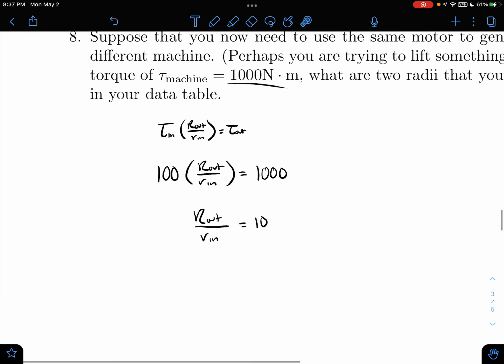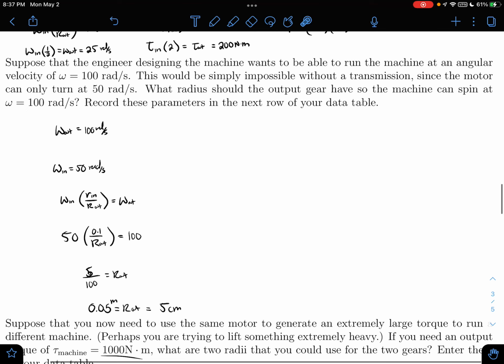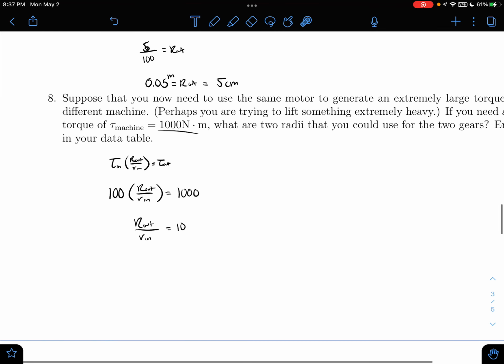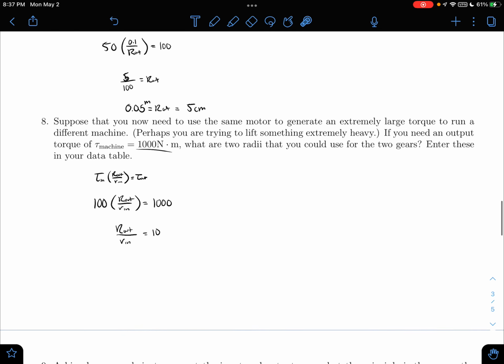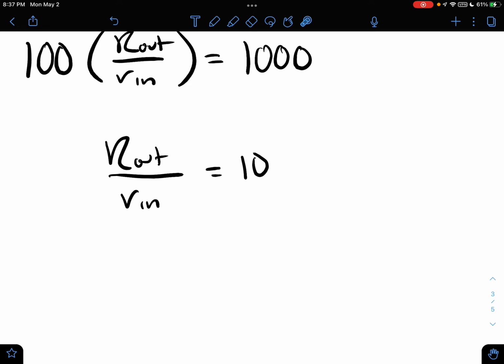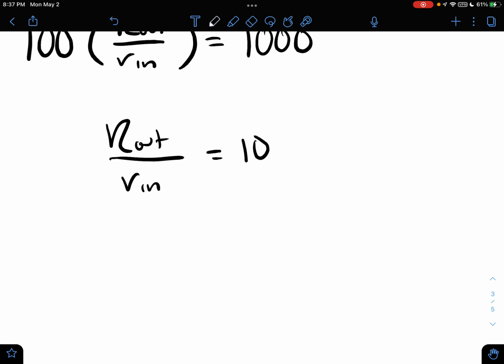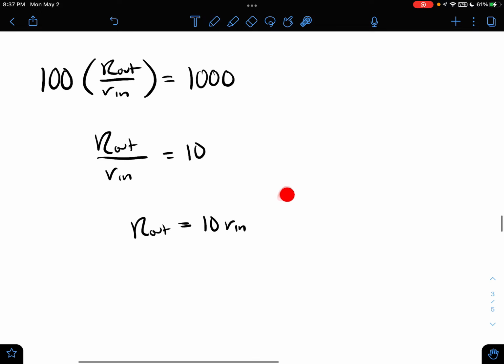So we know that whatever the radii are, which we're not given one of them, there's not one definitive answer. We can have a bunch of different radii. What are two radii you can use? Well, it could be any radii that fit this ratio, meaning that the output radius is going to be 10 times the input radius. Right? So whatever it is, we want the output radius to be a whole lot bigger than that input radius. That's going to be increasing our torque.